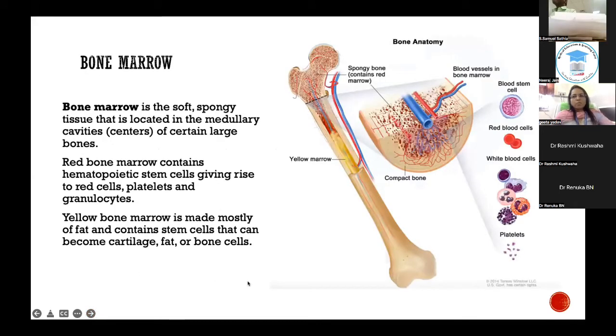So what is bone marrow? Bone marrow is a soft spongy tissue which is located in the medullary cavity of certain large bones. It consists of red bone marrow and yellow bone marrow. Red bone marrow contains hematopoietic stem cells, giving rise to red cells, platelets, and granulocytes. Yellow bone marrow is made up mostly of fat, and it contains stem cells that can become cartilage, fat, or bone cells.